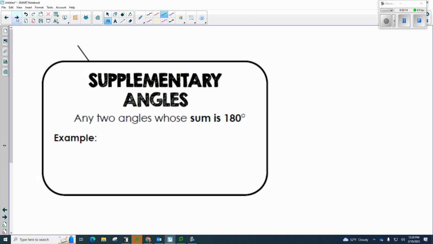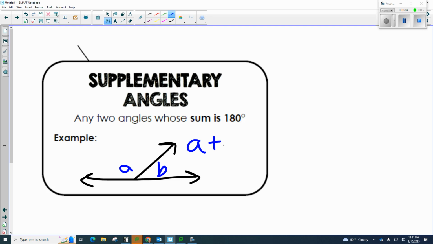Okay, and now supplementary angles. Draw myself a nice straight line here because I know that they're going to add to 180 degrees. Okay, and again, if this was A and this was B, I'm just using two letters. Whatever you end up labeling in angle A, you're going to add that to whatever they tell you about angle B, and then the sum is 180.